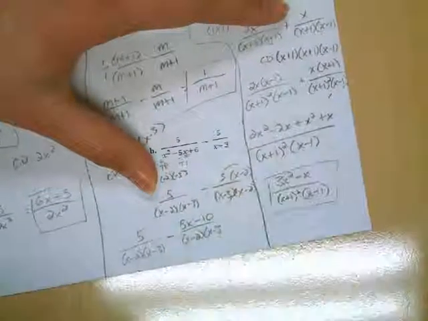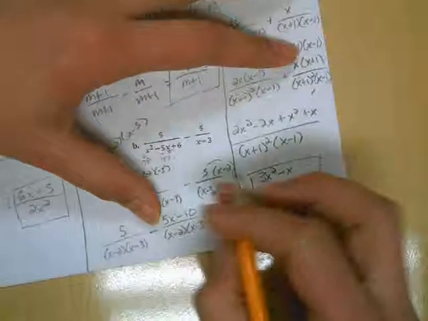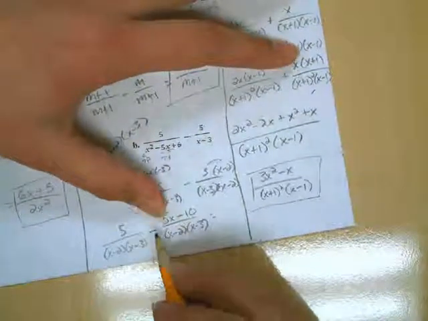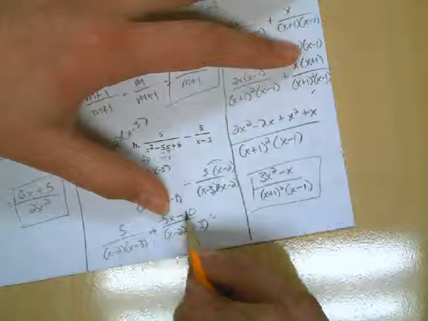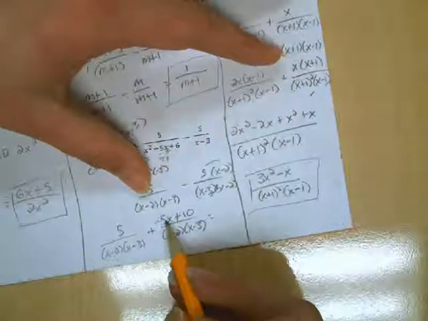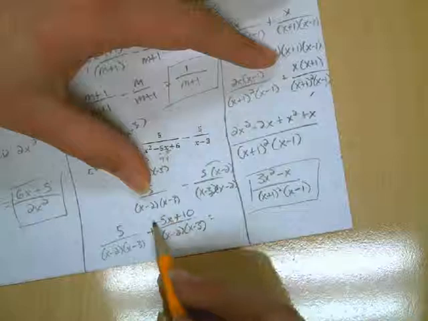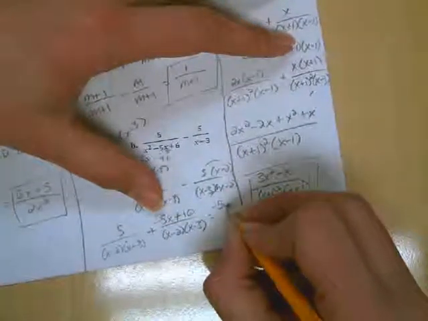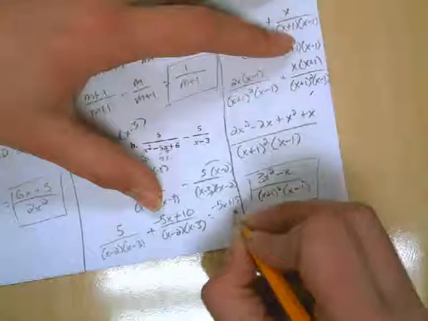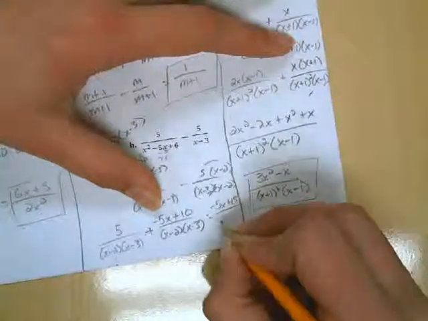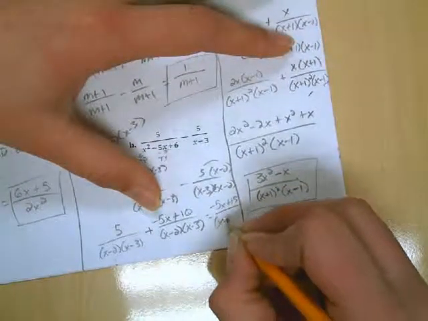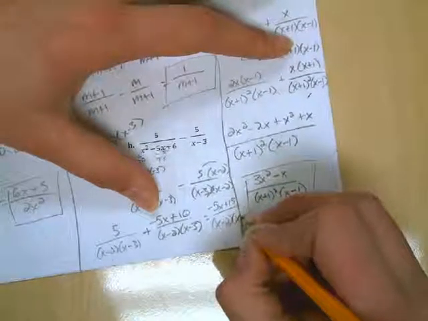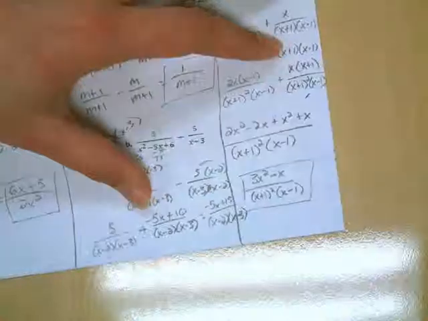Put those together. Remember to carry that sign. Okay, this is going to be a negative and a positive. Change those signs. Distribute that negative. Becomes a negative and a positive, so I get -5x plus 15 all over x minus 2, x minus 3. Okay, all over x minus 2, x minus 3.